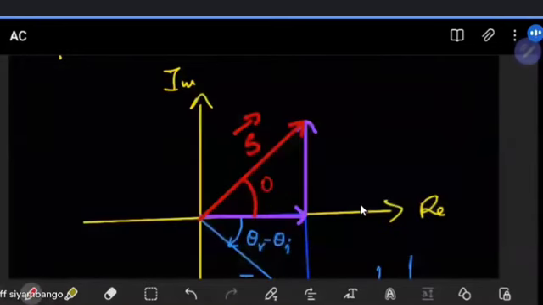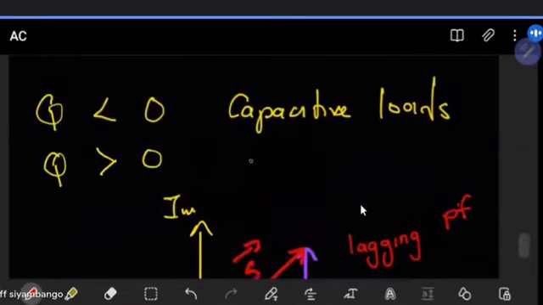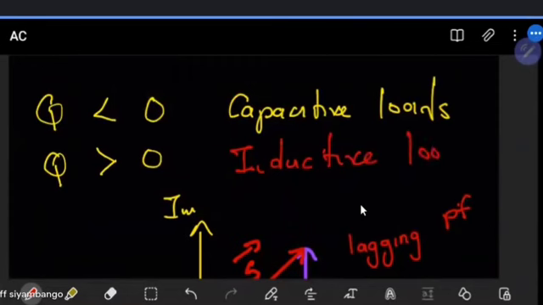So this is where we have theta V minus theta I. In such a scenario, firstly, the current lags the voltage, or we have a lagging power factor. So this has to be for inductive loads. This is what we're going to observe when we're dealing with inductive loads.